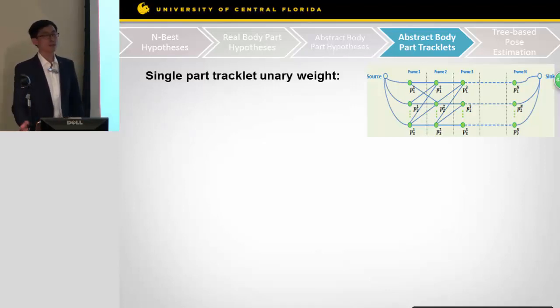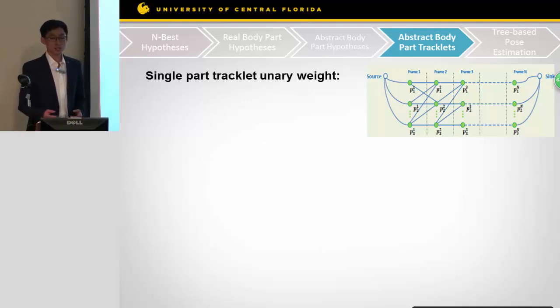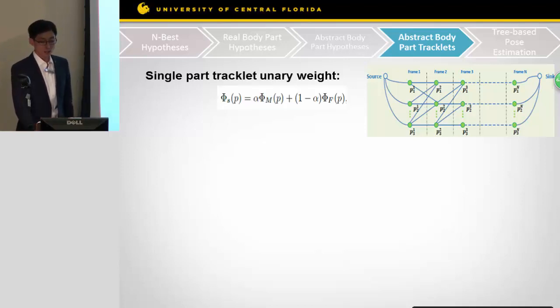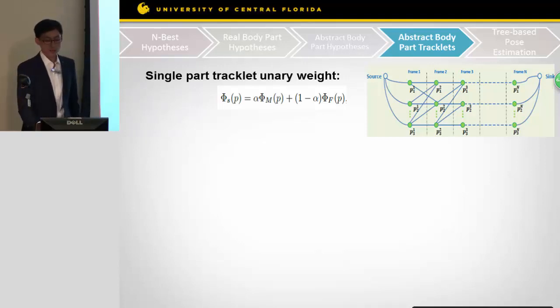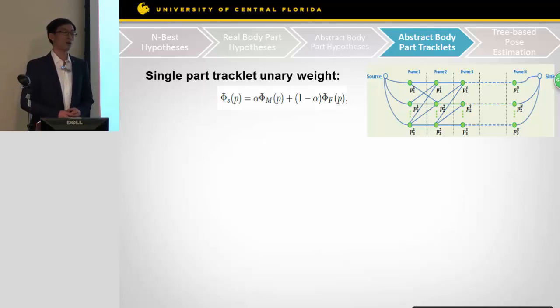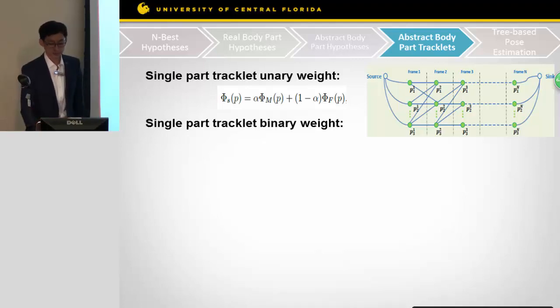Similarly, for the graph, we have the unary weights for the nodes and binary weights for the edges. The unary weight is the combination of the detection score with the foreground score. Phi m here is the detection score we obtained from the n-best method, and phi f is the foreground score we got from the background subtraction algorithm.